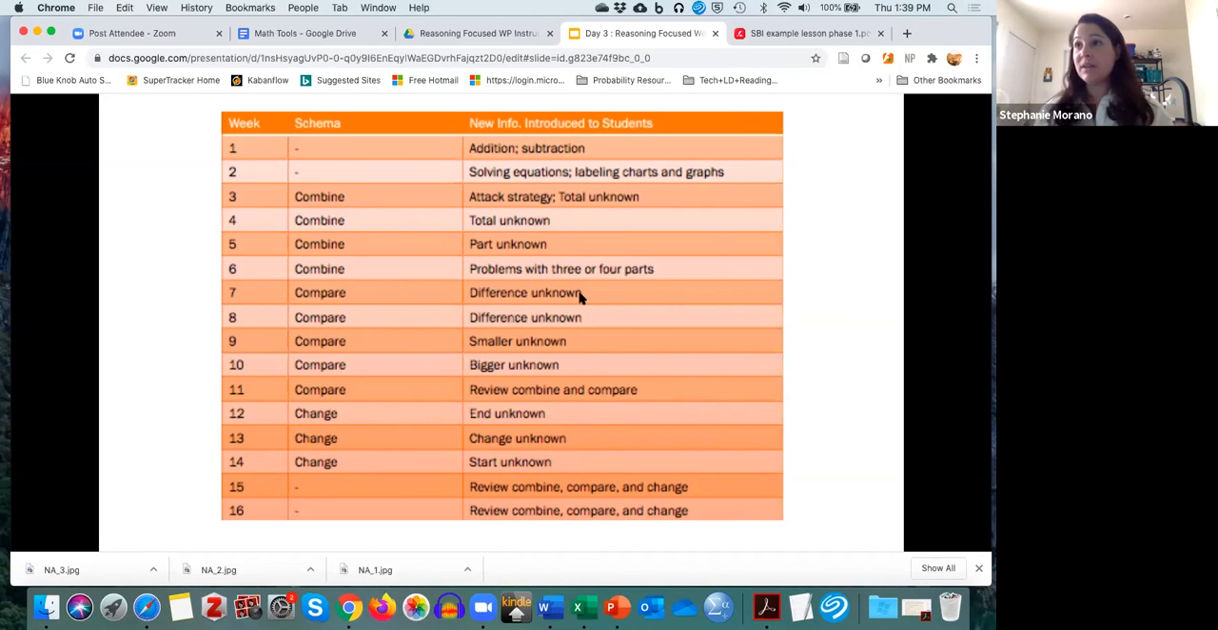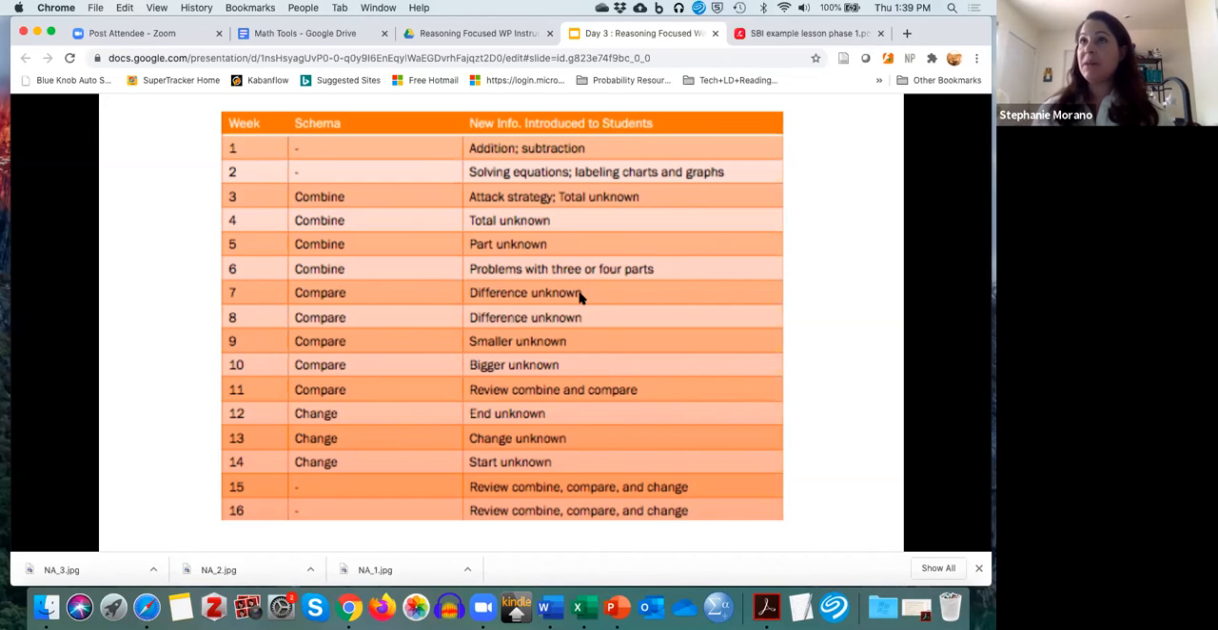So you see, you've got a lot of time for each schema. The reasoning is really challenging. It takes a lot of time for a lot of students to get competent with this. And you're giving yourself so much time because you're spending a lot of time helping students retell problems in their own words.